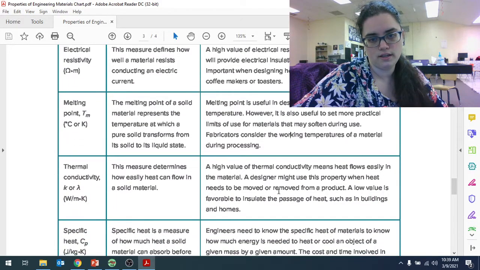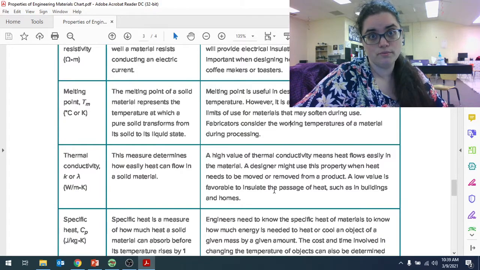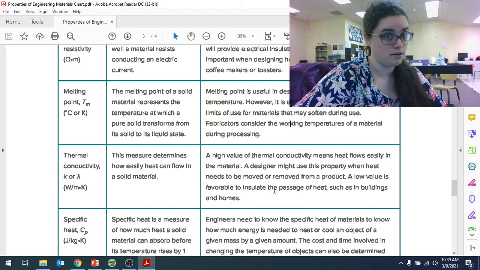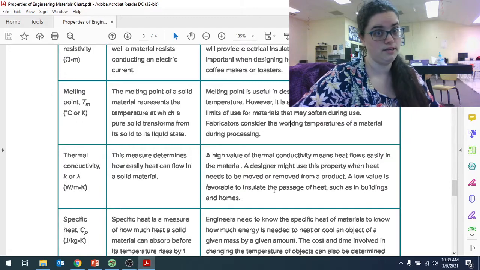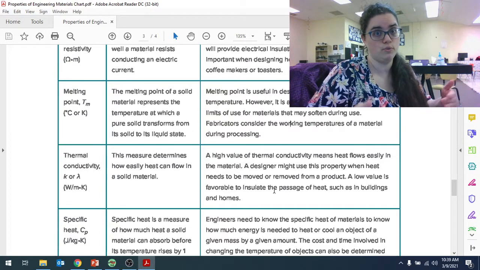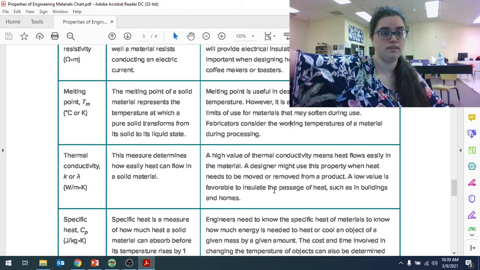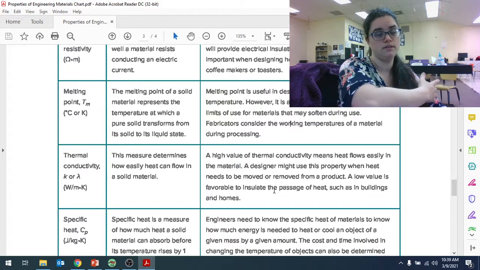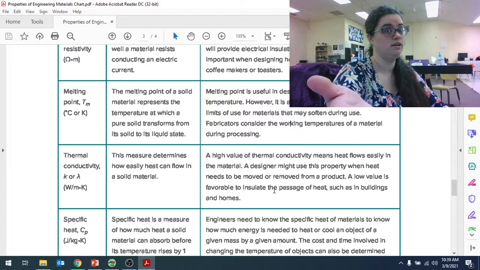Thermal conductivity. If you need to move heat from one place to another, you want good thermal conductivity. If you want it to be more of an insulator, like your house windows, you don't necessarily want the heat of the sun to come through those windows and heat the house in the summertime.